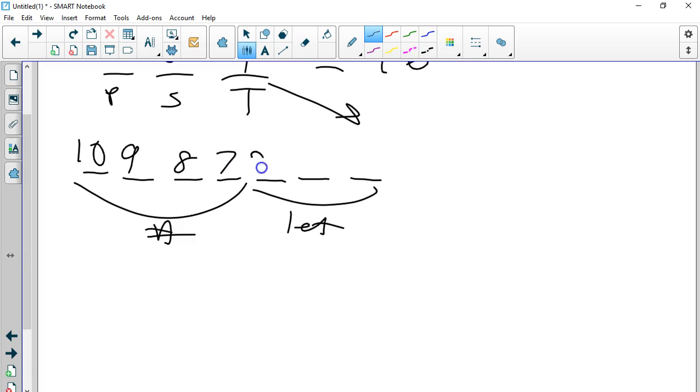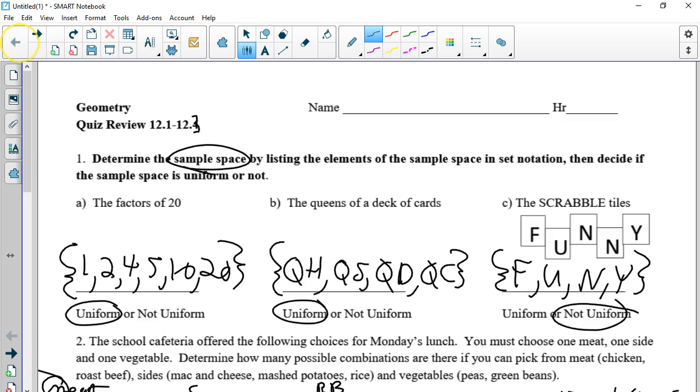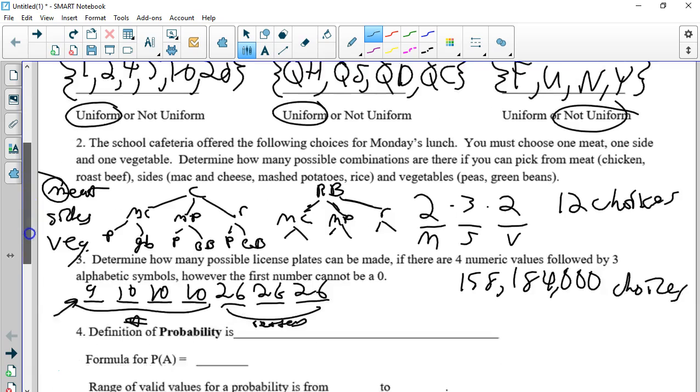And you can't repeat letters, so I have 26 letters to choose from, then I have 25, and 24. And I would multiply those out. And that would be a huge number. Okay? So you've got to look for those terms: with replacement, without replacement, with repetition, without repetition, to see what happens to the numbers.